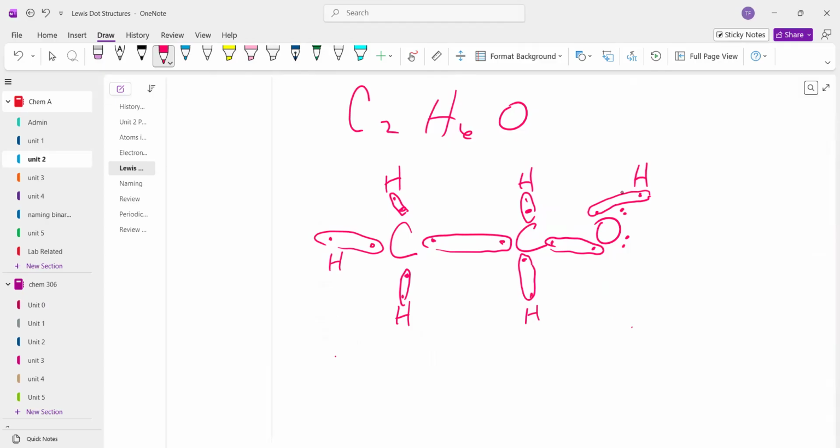Okay, so that's one legal one. How do I know it's legal? Let's count. Carbon, 1, 2, 3, 4. Carbon on the right, 1, 2, 3, 4. That's good. Oxygen needs 2 bonds. Okay, we've got 1, 2. And the hydrogens all need 1. So that's a legal structure. Let's do the lines in now.